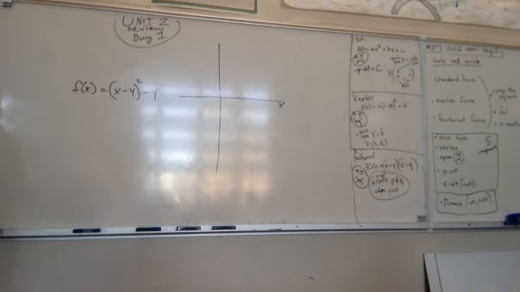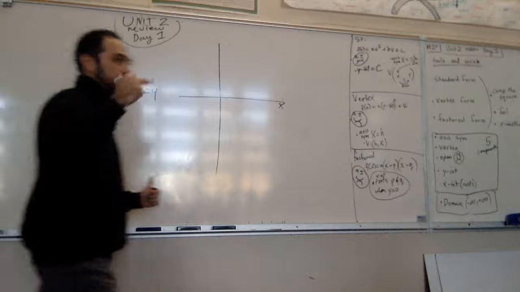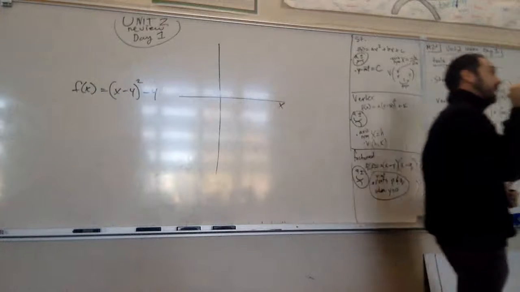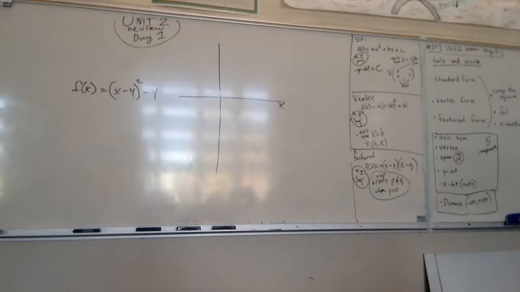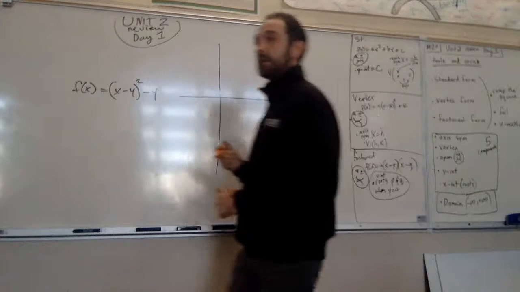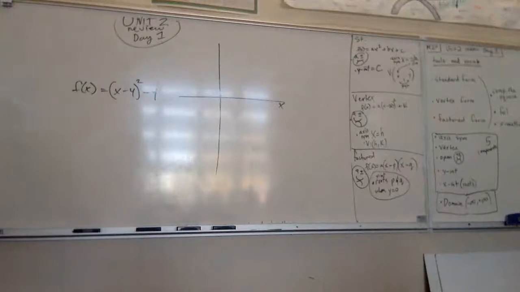Find your a, positive or negative. Find your axis of symmetry. Find your vertex. Start putting that information in the graph. We're going to go through this quickly. I'll give you a minute or two for each little part. Literally, maybe a minute.